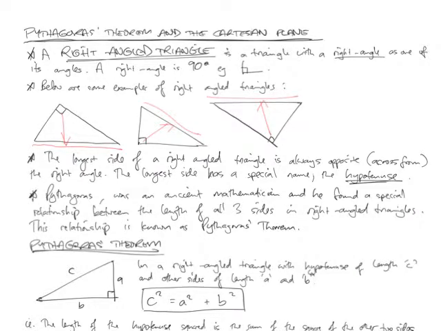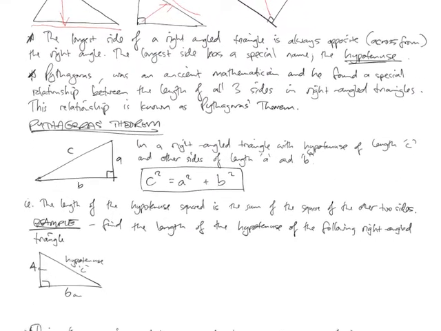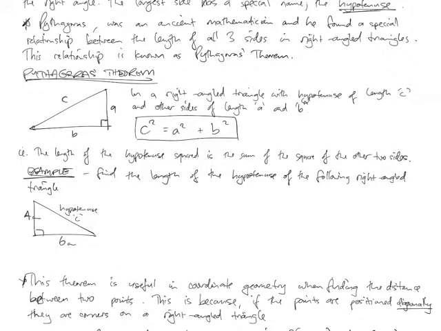Now, Pythagoras was an ancient mathematician. He found a special relationship between the length of all of the three sides in a right angled triangle. That relationship we now know as Pythagoras Theorem. So, what's Pythagoras Theorem? Here's a right angled triangle. I've named the hypotenuse C. The other two sides are A and B.